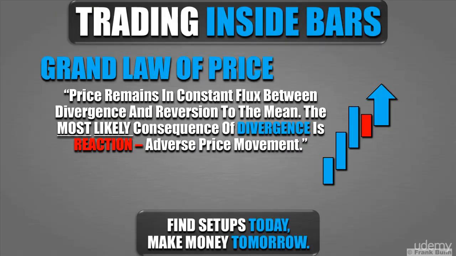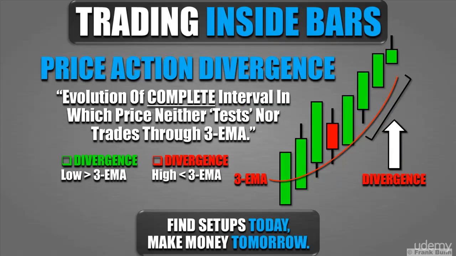Let's revisit the grand law of price. Price remains in constant flux between divergence and reversion to the mean. The most likely consequence of divergence is reaction or adverse price movement. We do not want to tolerate adverse price movement with inside bar breakouts. We want to see a continuation of the momentum. Therefore, we will use the 3 exponential moving average to determine price action divergence.